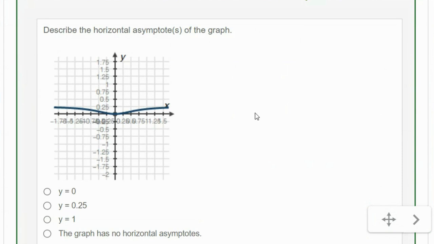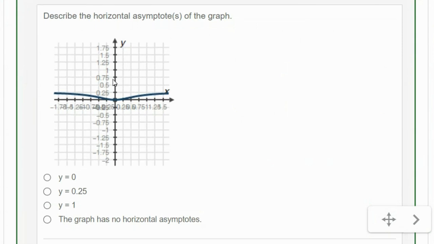Describe the horizontal asymptote of this graph. Oh, that's a pretty interesting one. Got to pay attention to the scale. This is not 1, 2, 3, 4, 5, 6, 7. This is 0.25, 0.5, 0.75, and 1.